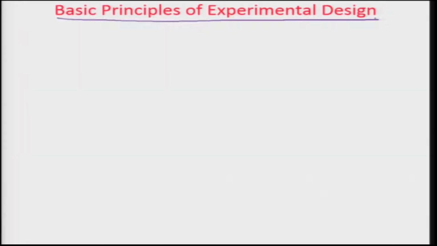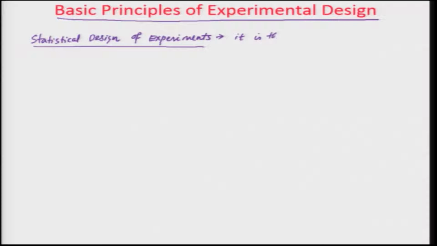So, let us go back to the basic principles of experimental design. Now we are going to go through the major guidelines of designing an experiment and how we are going to achieve that. The first thing that you need to understand is the term statistical design of experiments. What is the statistical design of experiments? It is the process of planning the experiment.